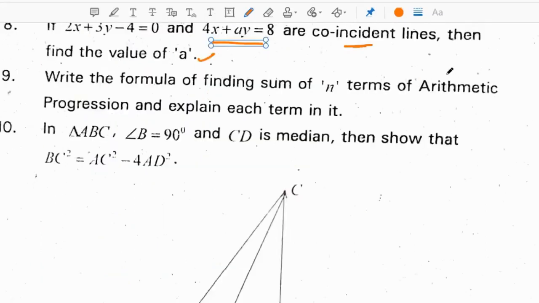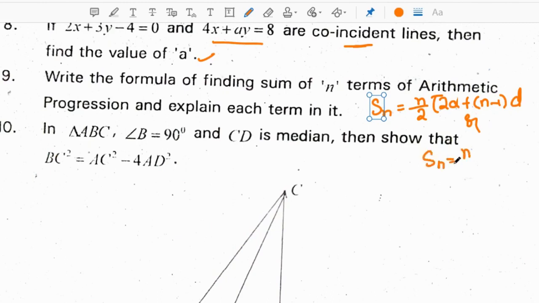Sum to n terms of an arithmetic progression is given by the formula Sn is equal to n by 2 into 2a plus n minus 1 into d. There is another formula also. Sn is equal to n by 2 into a plus l if first term and last term are given. So n is number of terms, a is equal to first term, d is common difference, which is a2 minus a1.